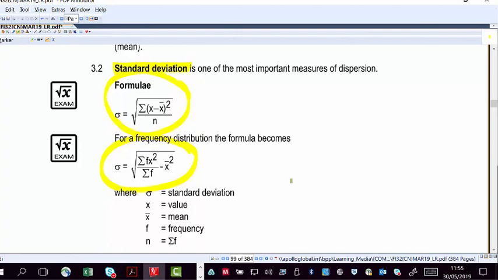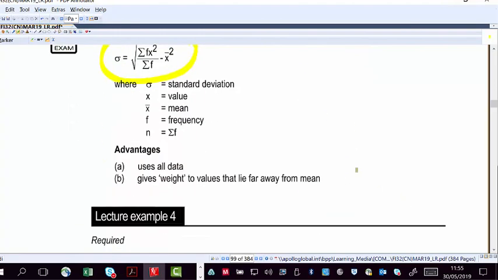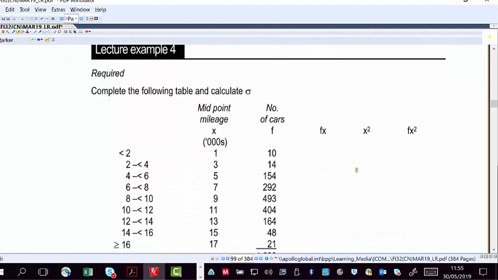We'll then move on to calculate the coefficient of variation, which is actually a more meaningful number and will let us understand the standard deviation in a bit more detail. But let's start by calculating the standard deviation, and we're going to do that by using the information that we gathered in lecture example 1.